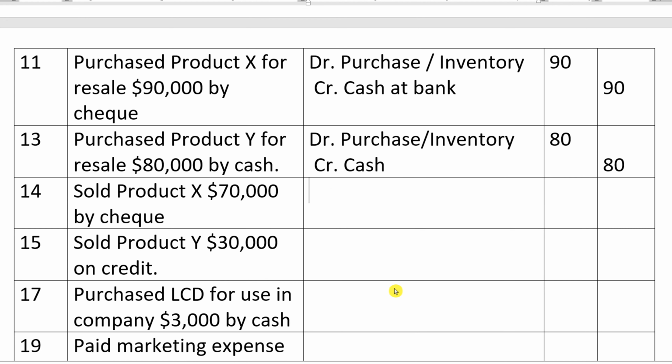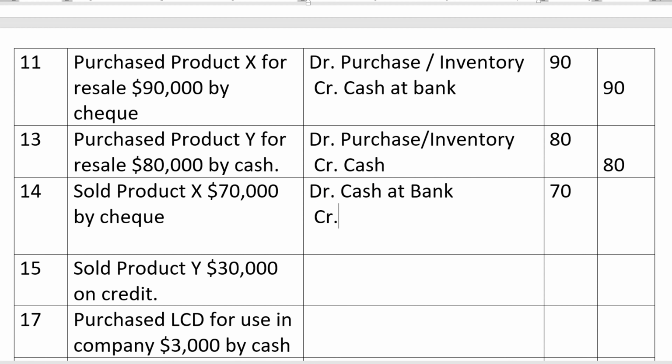And next we sold product X. So first we purchased and then we sold product X. We get a check, so immediately debit cash at bank 70,000 and credit we get revenue. So for revenue from a merchandising company we use the account sales, 70,000.